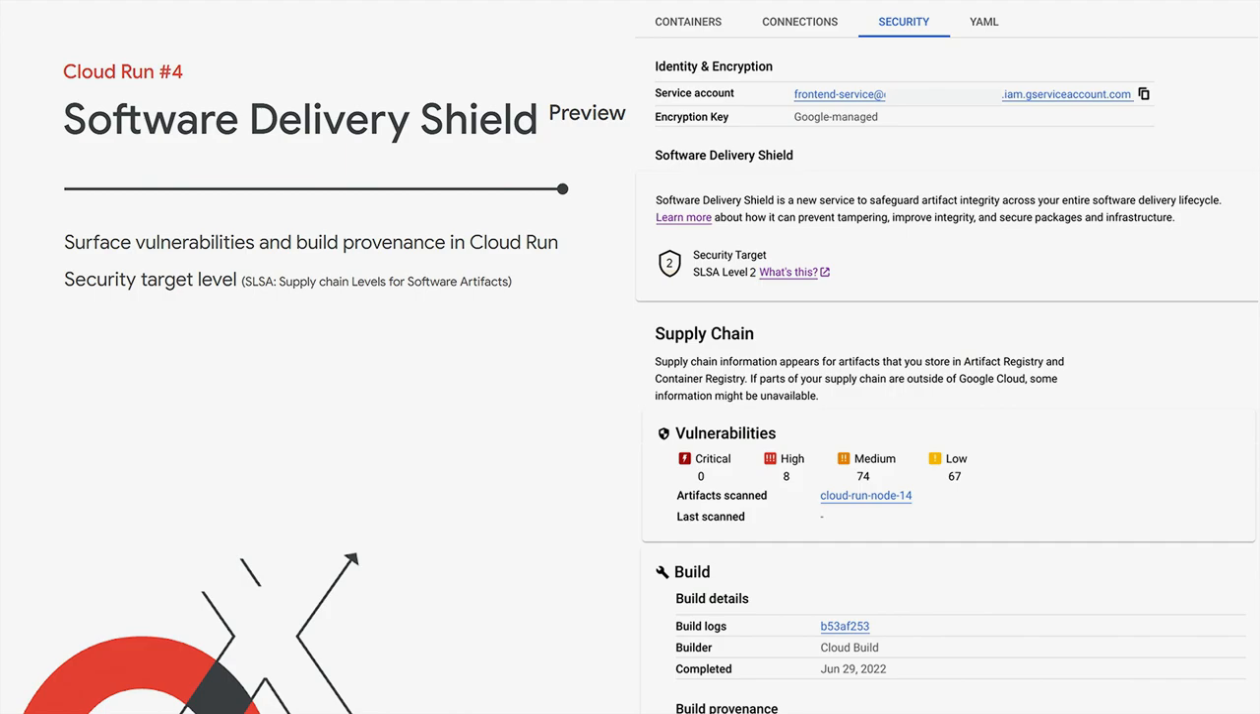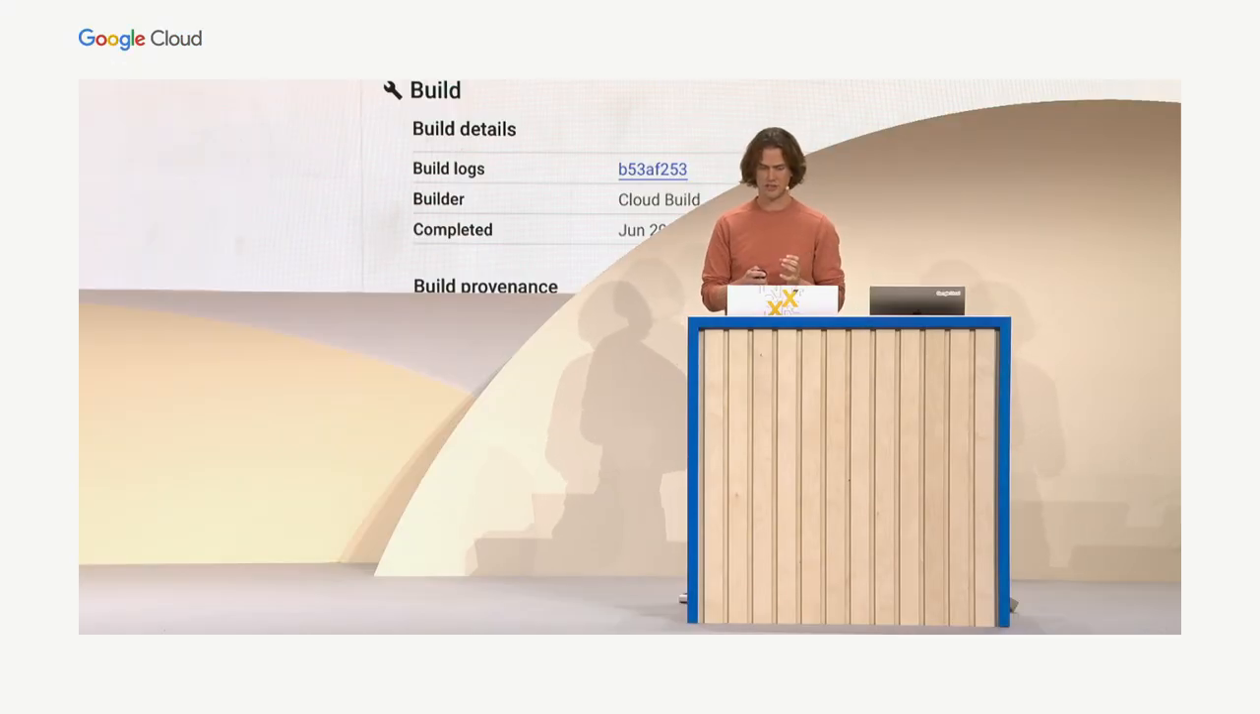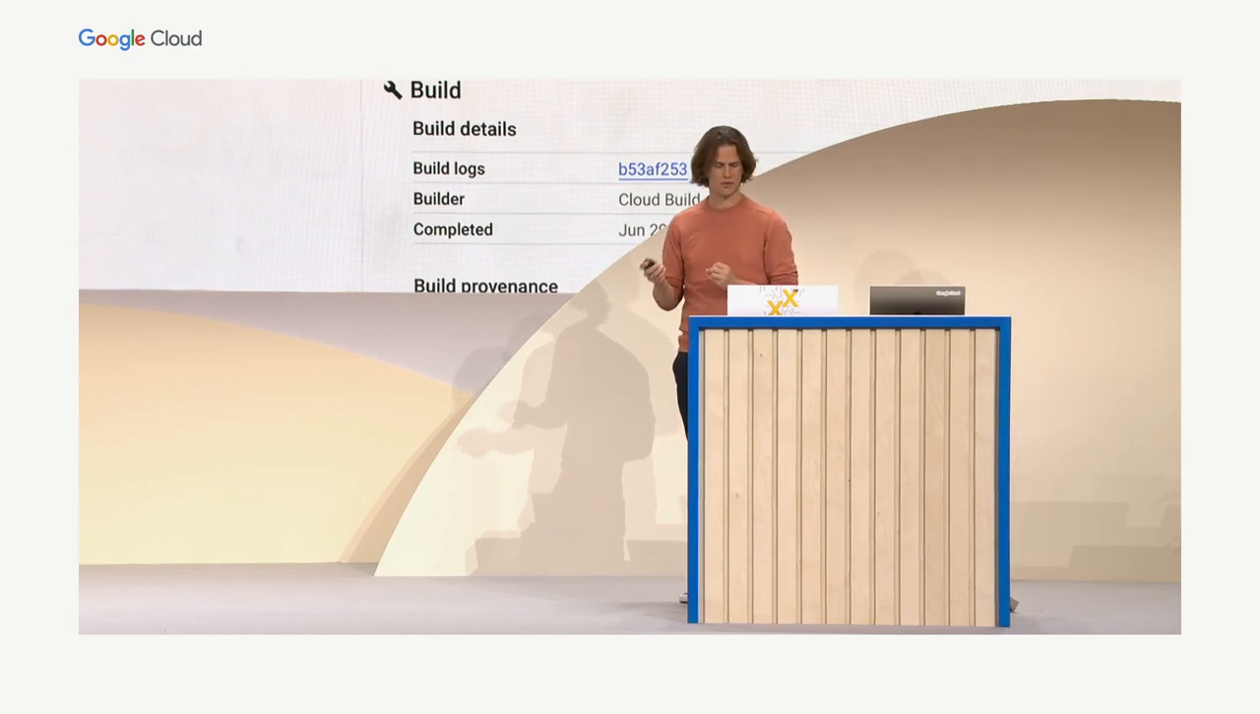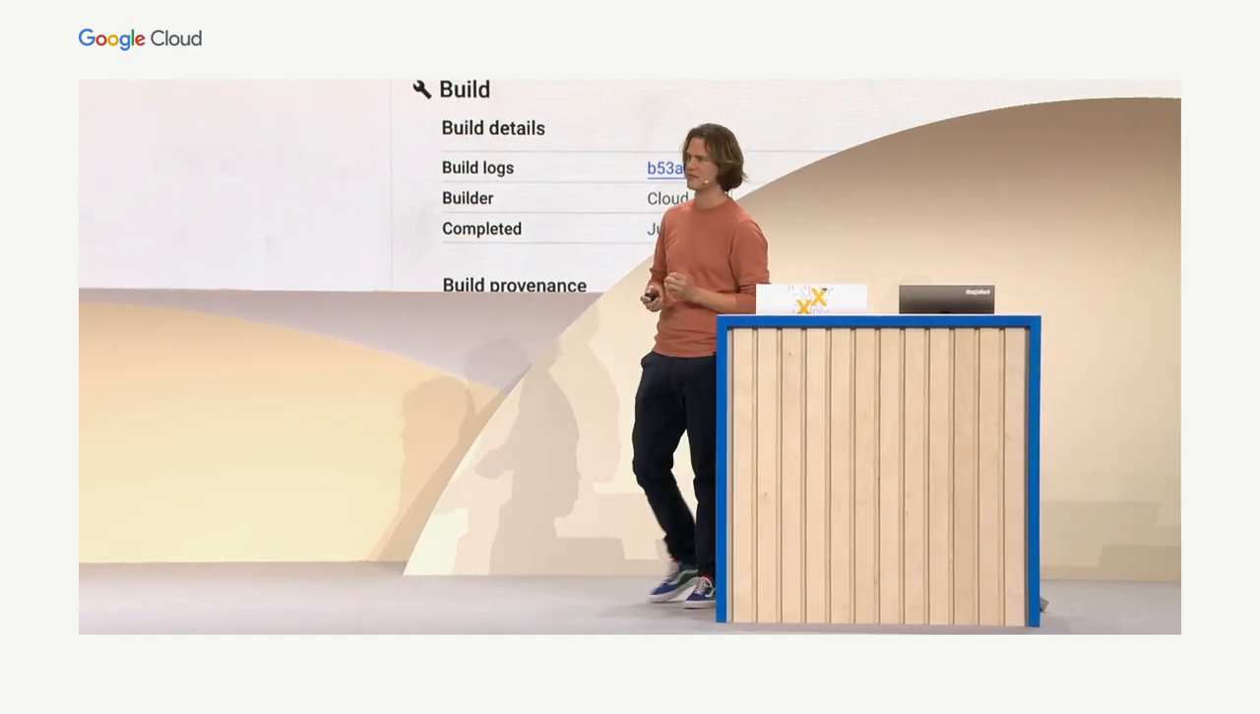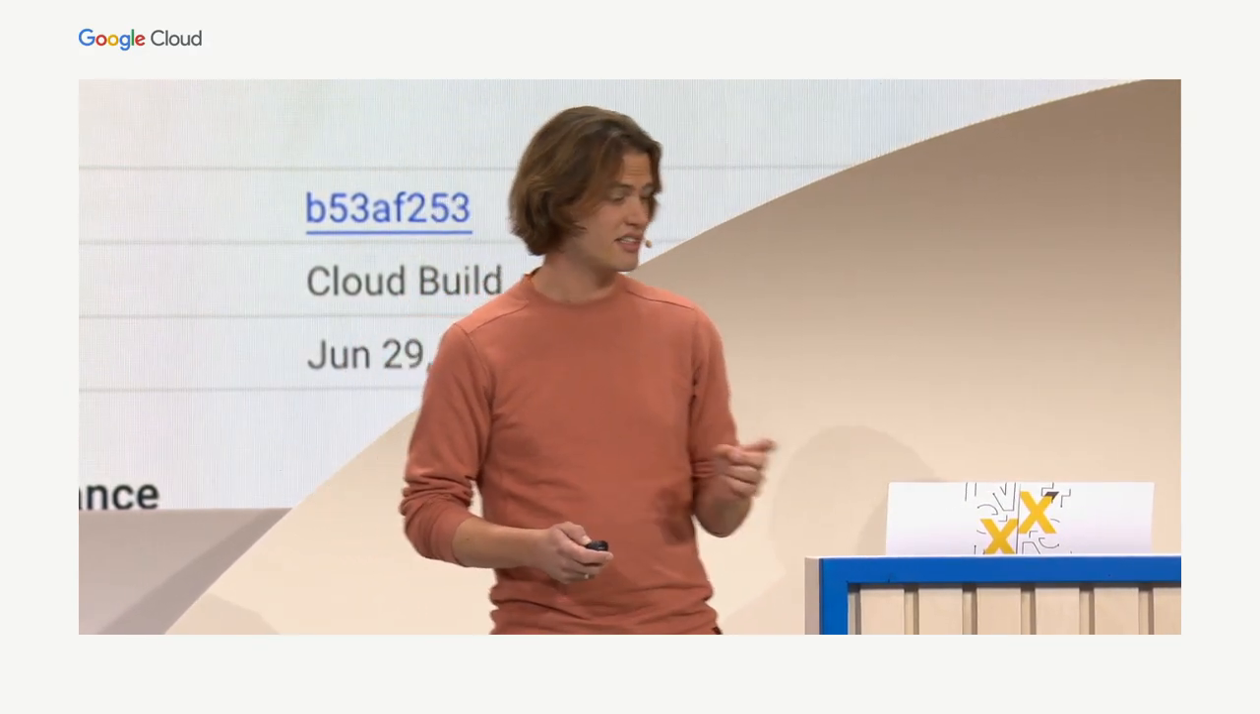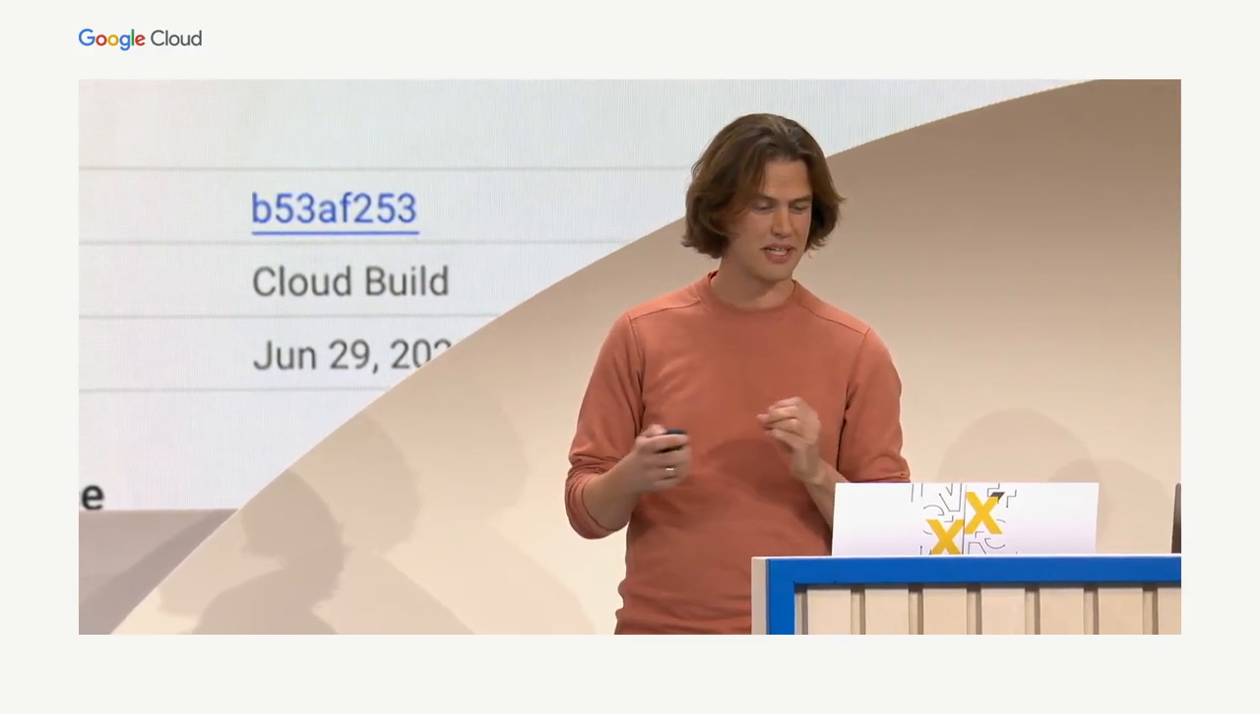It shows security information, for example, the SLSA level of your container. So SLSA is an acronym. It stands for Supply Chain Levels for Software Artifacts. It defines a level of assurance for your workload. So if you automatically build from your Git repository using Cloud Build, you will be already on level 2, as Cloud Build captures source provenance and it signs artifacts by default. And additionally, it displays vulnerabilities that were found in your deployed container image, grouped by severity.